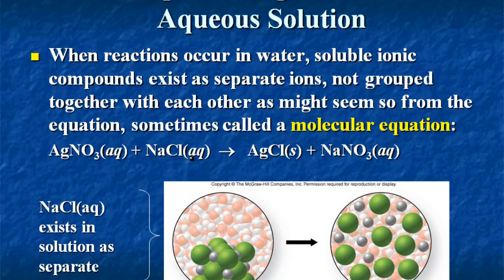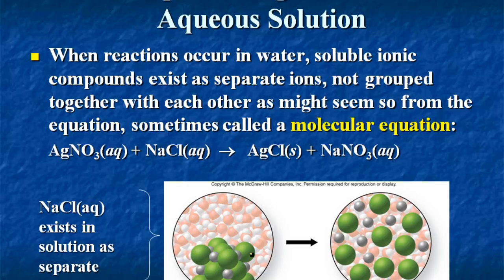Do you see the difference? This is what this sentence means: not grouped together with each other, as might seem so from the equation. In the equation, we still write Na and Cl together. We are not writing this as Na plus and Cl minus separate, right? We still write them together just to differentiate between solid NaCl and NaCl dissolved in water. We put the aq in parentheses, showing that NaCl is dissolved in water.